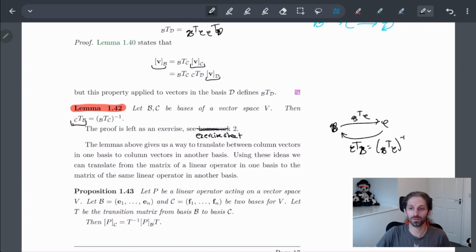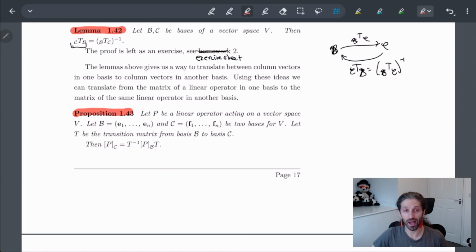And one last proposition before we end things. So basically these lemmas are really just giving us a way to translate between column vectors from one basis to column vectors on another basis. It's allowing us to do all these things, also coming from linear operators. So we're putting everything together into one nice conglomerate of things. And so bringing this back to linear operators, what we end up having is the following proposition.